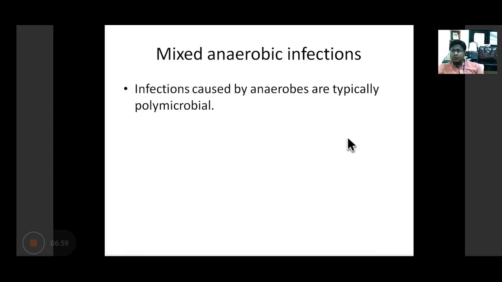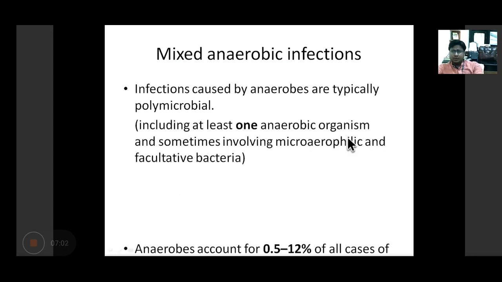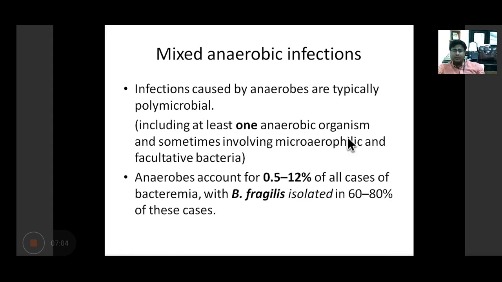Okay. So now comes mixed anaerobic infections. Earlier we saw mostly the clostridial infections. Now in mixed anaerobic infection, the infections caused by anaerobes are typically polymicrobial, meaning including at least one anaerobic organism and sometimes involving microaerobic and facultative organisms also. So facultative are those which are aerobic as well as anaerobic.